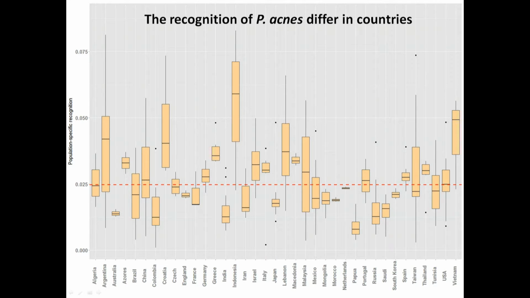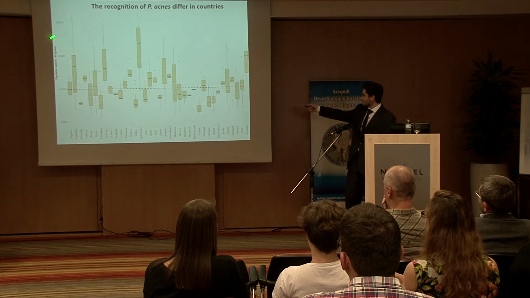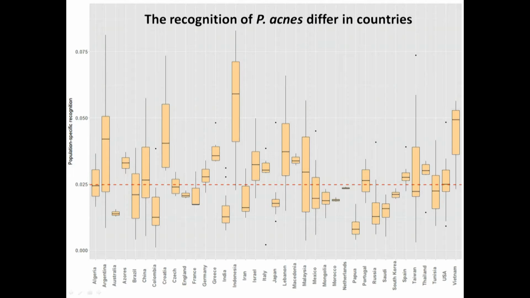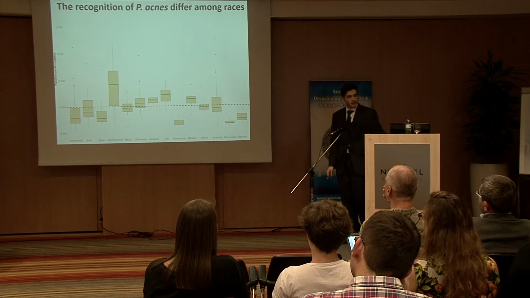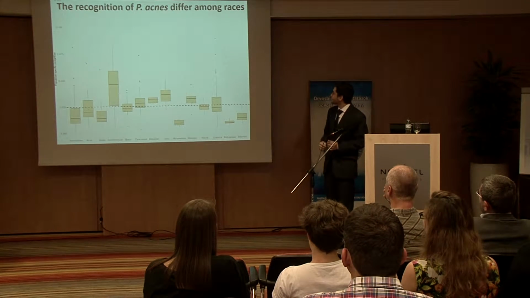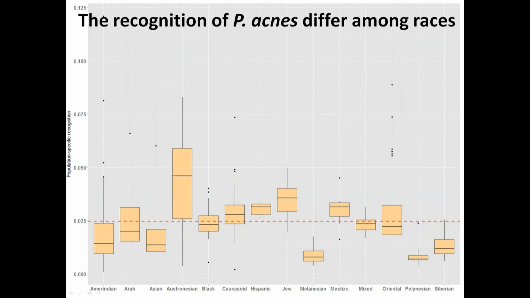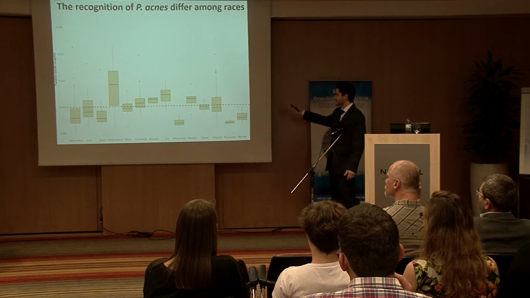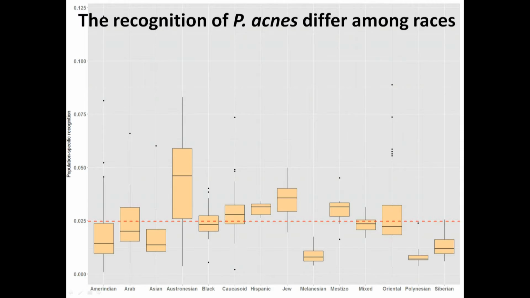As you can see, the recognition of the Propionibacterium acnes differs in countries. For example, in Indonesia and Croatia, the recognition is significantly higher than the average, and the lowest recognition we found was in Papua New Guinea. As far as we know, the prevalence of acne vulgaris is different between races. So our next slide is really important. You can see the Austronesian race recognizes the proteome significantly higher than the American Indian, the Arabian, the Asian, and the Melanesian race.